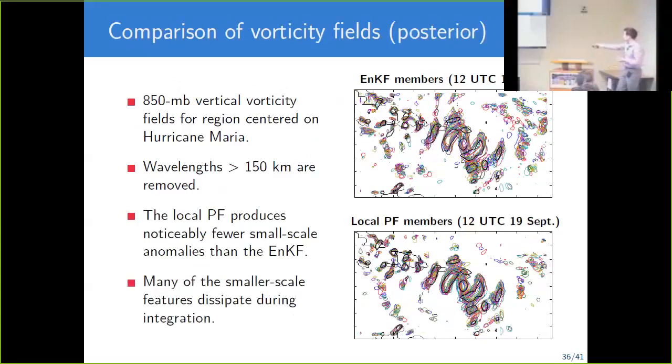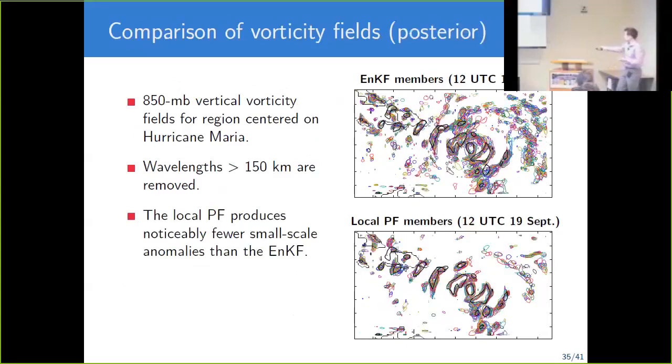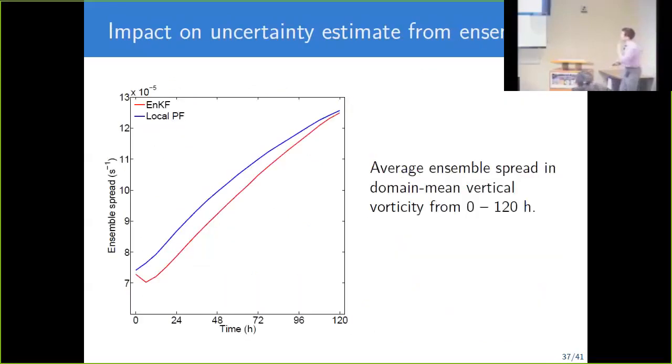But for the particle filter, you don't see as many adjustments. That's because the solutions are more balanced. And that's kind of what you'd expect once you leave a Gaussian framework and get towards something that's a little bit more general. And probably the biggest impact this has on your solution is actually when you use the ensemble for uncertainty quantification.